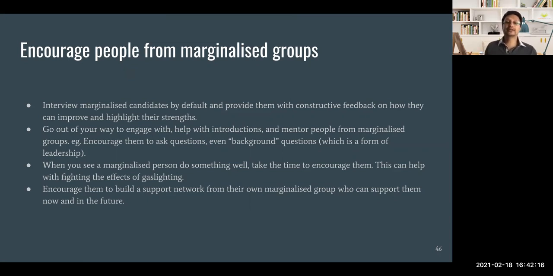And also to be able to encourage them to build a support network from their own marginalized group who can support them now and in the future as well. That can also be important. I've got a story about that, but I don't think I have time to talk about that one.